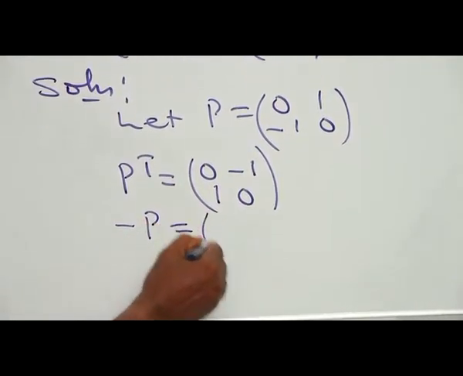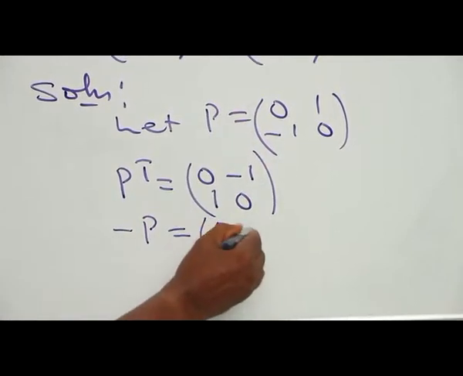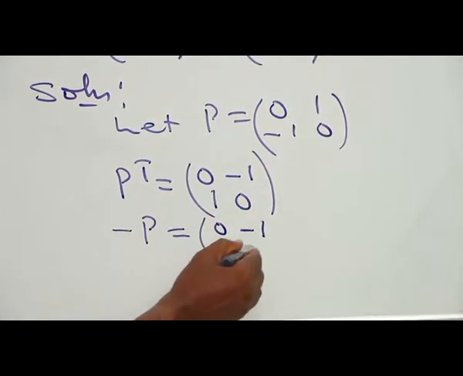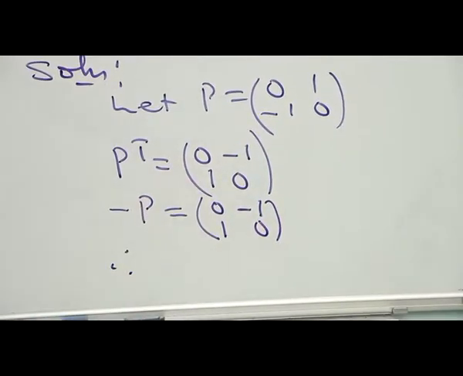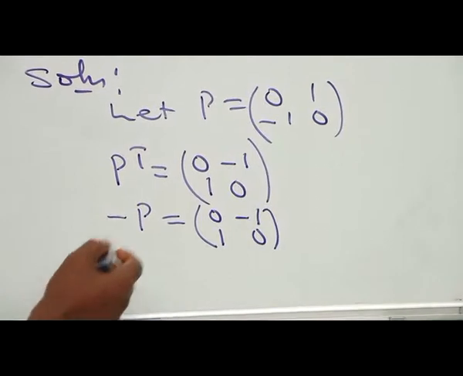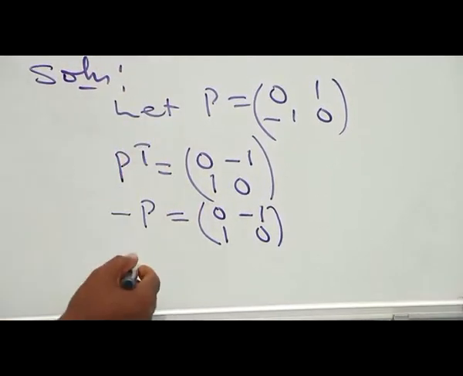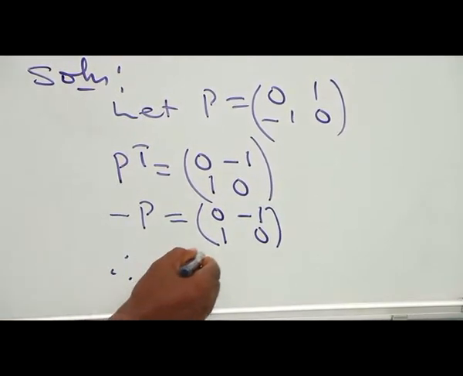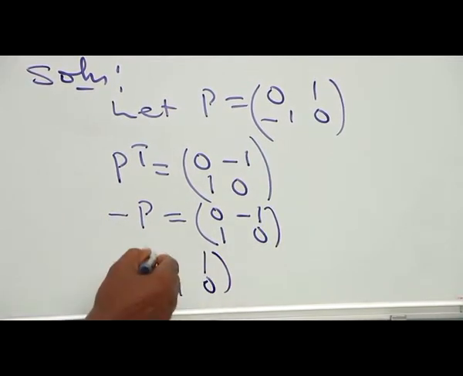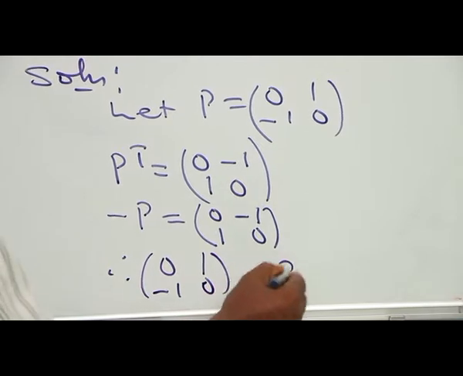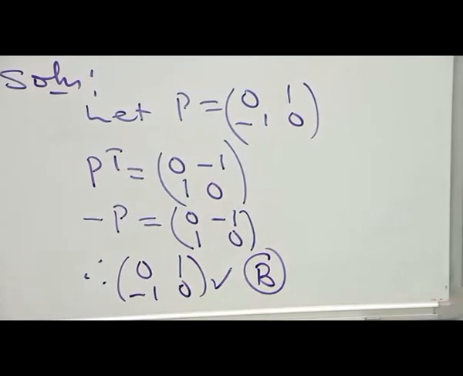And that this value is equal to minus P. And minus P is 0, minus 1, 1, and 0. Therefore, from what we have seen in this case, the matrix that satisfies this equation is the matrix 0, 1, minus 1, and 0. That is the correct answer. So option B is the correct answer.